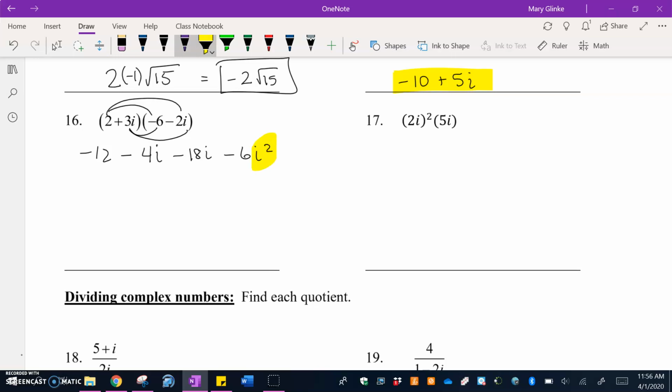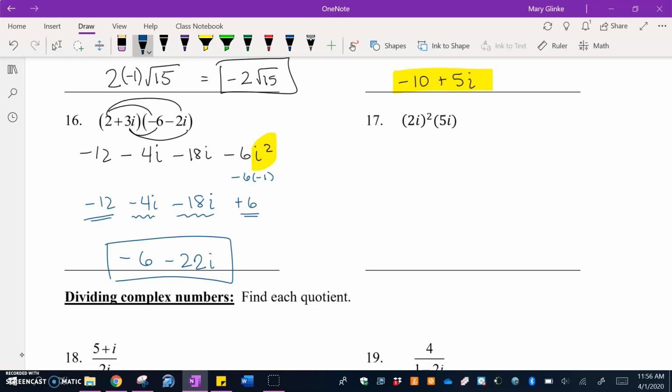I see this i squared part here. i to any power can still be simplified, so I'm going to go ahead and simplify this. We have negative 6 times negative 1. i squared becomes negative 1. So this last term actually becomes a positive 6 when I multiply those together. So after I simplify that, now it's an issue of combining like terms. The negative 12 and the positive 6 become a negative 6. The negative 4i and the negative 18i become negative 22i. And again, we're writing it in a plus bi form when we simplify our answer.